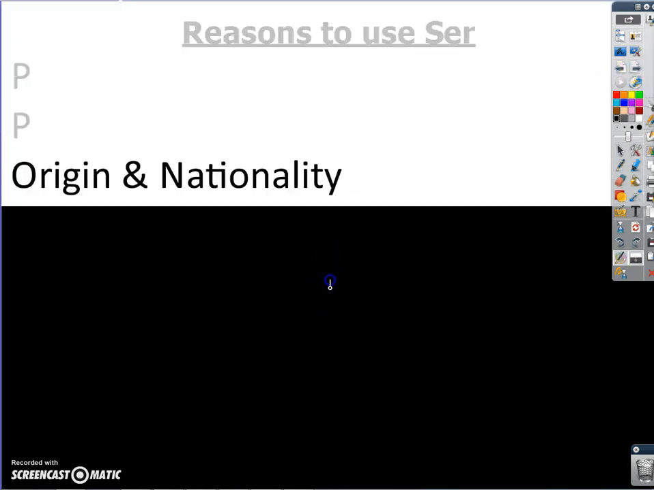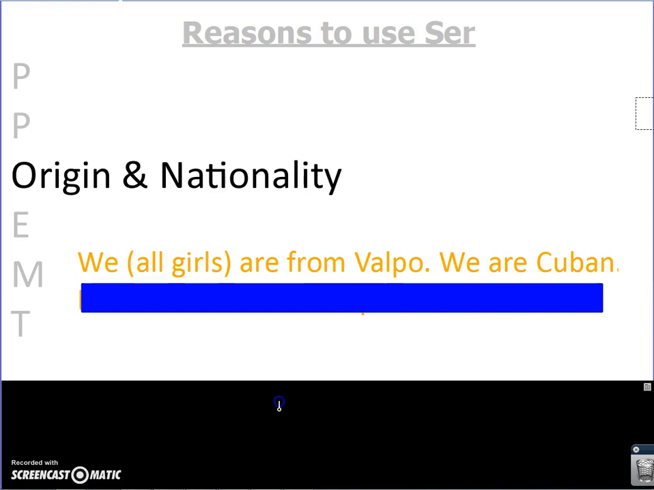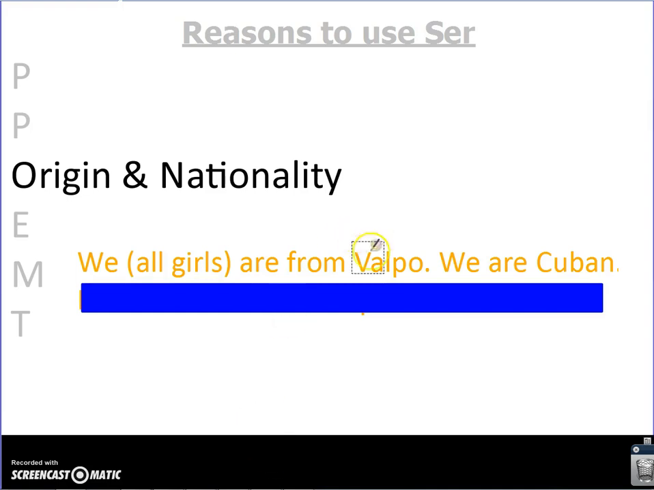Well, the O in poem with 2 P's and a T is for origin and nationality. So if I want to say something like our example sentence, we, all girls, are from Valpo, we are Cuban, I would use ser to say from Valpo for origin, and Cuban, I would use ser for the R part because it's nationality.